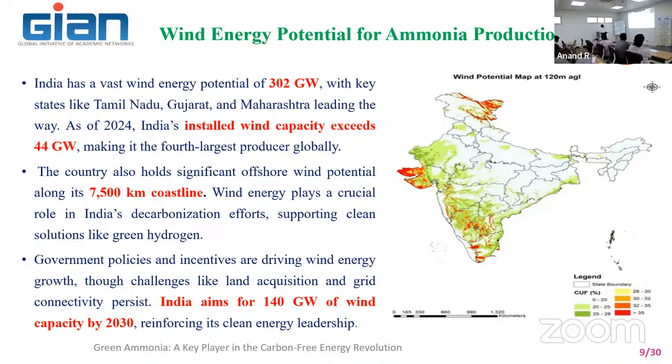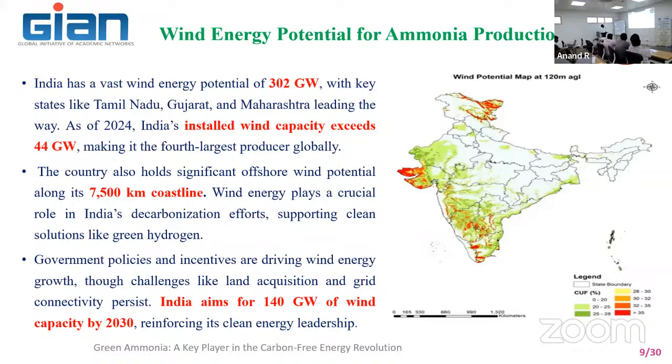The country also holds significant offshore wind potential. Offshore winds, in the sea itself, they are going to install either in the form of a fixed one or a floating type of arrangement. Along around 7,500 kilometers of coastline, they are going to produce the energy, the wind energy conversion that will happen.